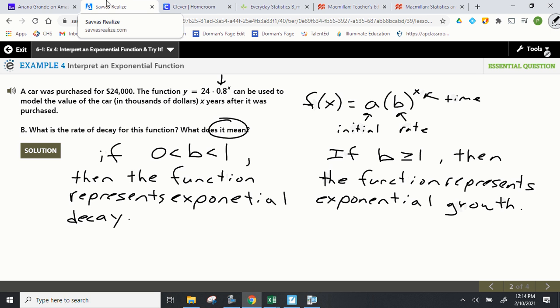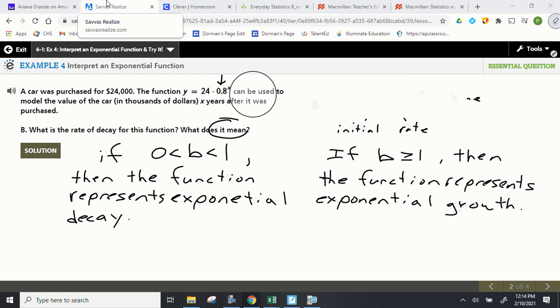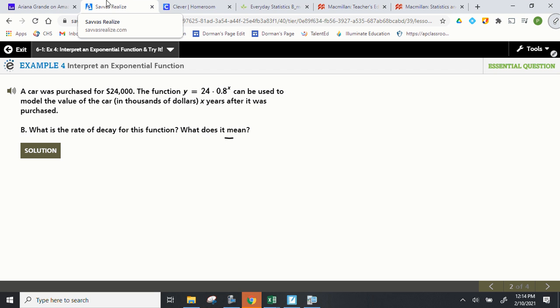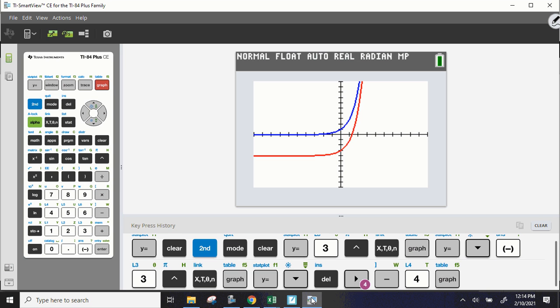So what is the rate of decay? 0.08. Sorry, I don't know why I keep doing that. But 0.8, 0.8 is what I really need to say. Just opening random things for fun.